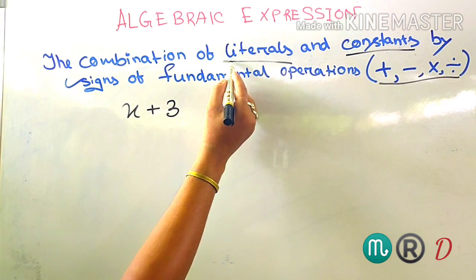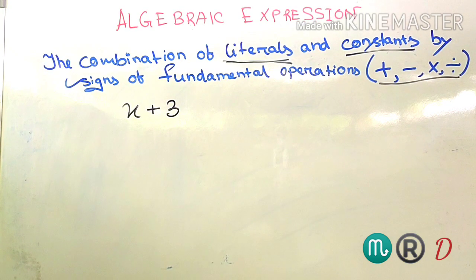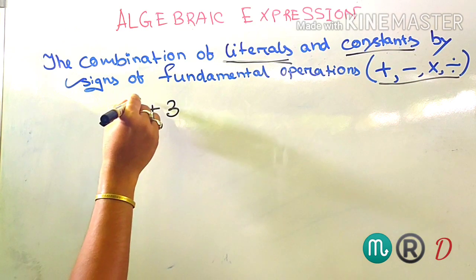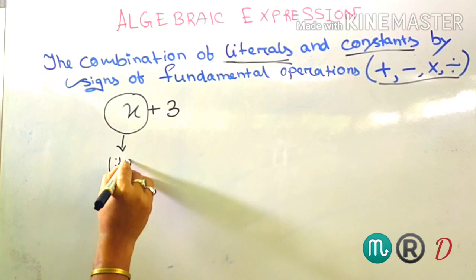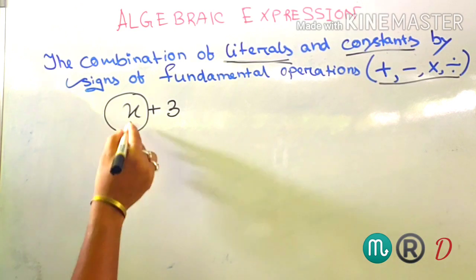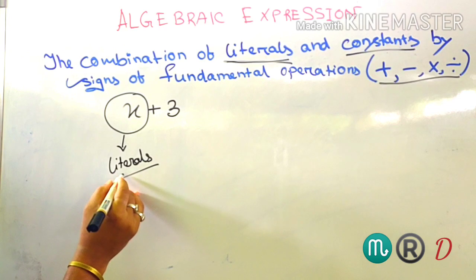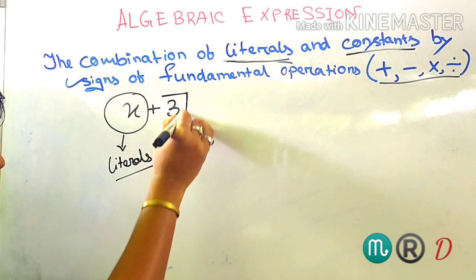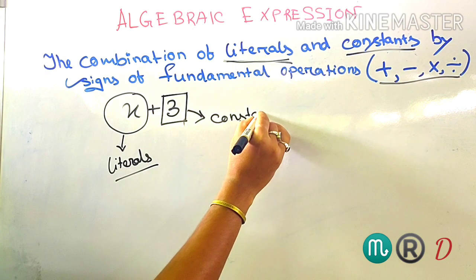This is an example of an algebraic expression. Now we know that in an algebraic expression there should be a literal and a constant. So here one should be the literal and the other should be the constant. Here this x is known as your literal, or you can say variable also. Generally the alphabets like x, y, a, b, p, q are all known as literals, and they do not have a fixed value, and the constant part is your 3.